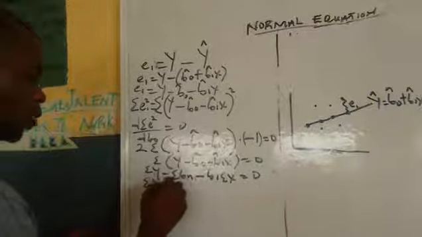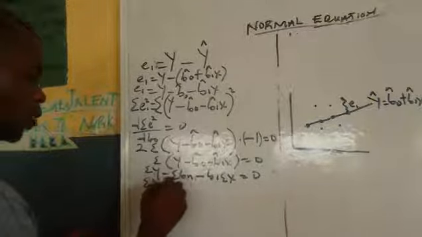Since we have n here, we don't need to repeat the summation again. So we are just going to have b naught n, and minus when it goes to the right side becomes plus. Then this one will come to this side and become plus b1 summation x. That's the first equation we need, equation 1.